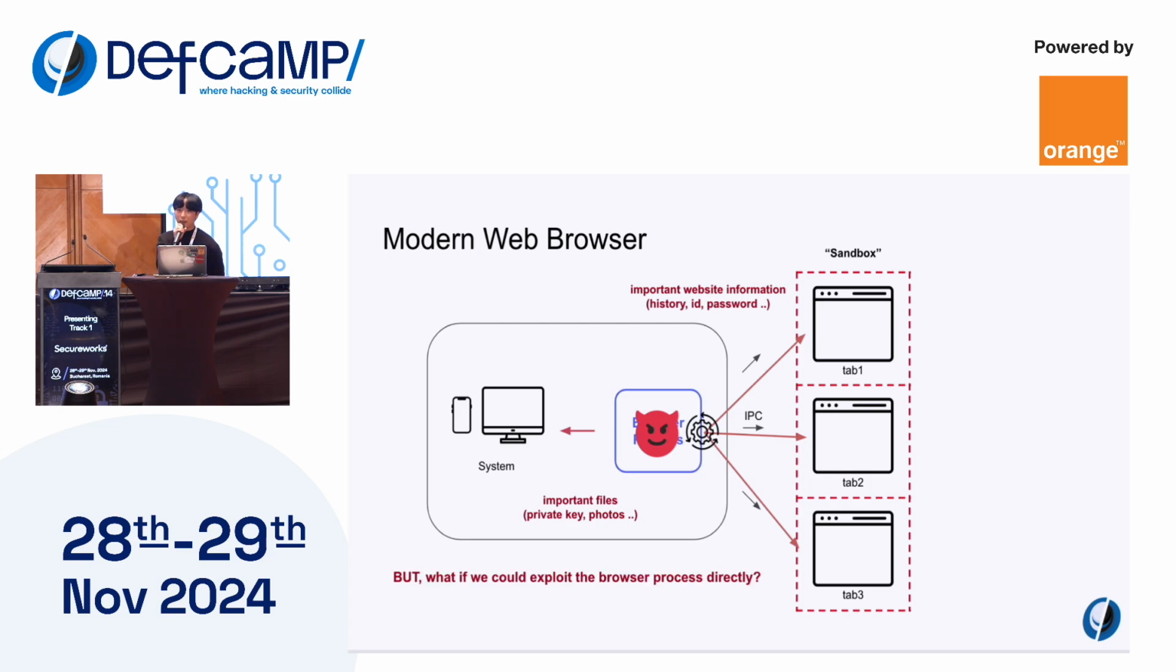But think about this: what if we could exploit the browser process directly? This is possible using a UI bug, because UI bugs occur in the browser process. This means we can exploit the entire browser with a single vulnerability, with no need to find multiple vulnerabilities or chain exploits together. So even though UI bugs require user interaction to trigger, they can have a significant impact. Today, I will show you how we can exploit the browser directly using a UI bug.